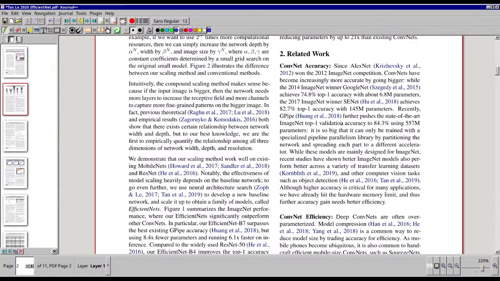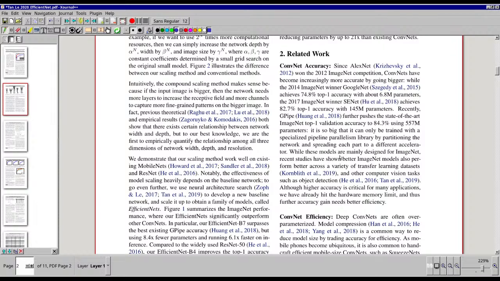Recently, GPipe further pushes the state of the art of ImageNet top-1 validation accuracy to 84.3% using 557 million parameters. It is so big that it can only be trained with a specialized pipeline parallelism library, by partitioning the network and spreading each part to a different accelerator.